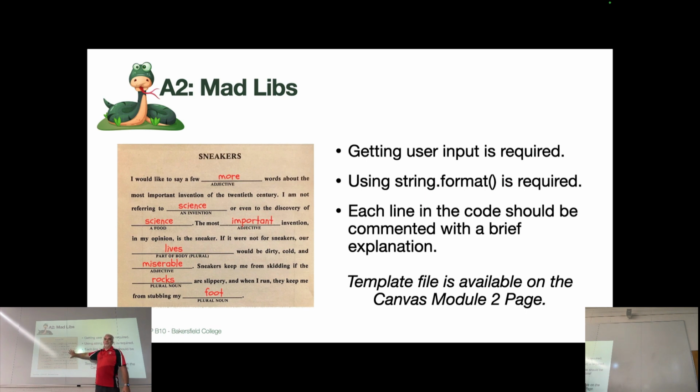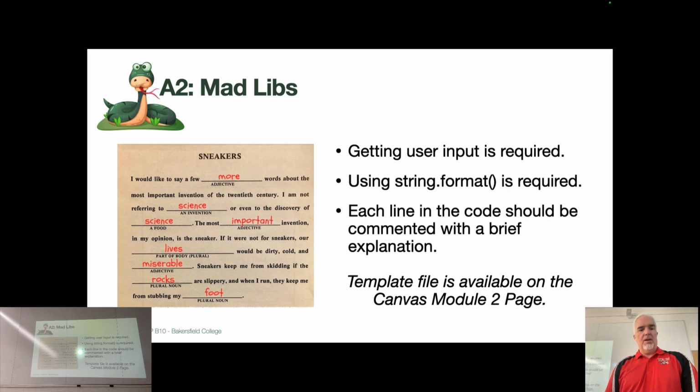So I put this text all into a string for you. If you look at it there in Canvas, there is a place to download a starter file that has this in a string. So all you're going to do is get user input for each one of the blanks. And you can use string.format or an F string, either way. And make sure you put comments in your code, okay?